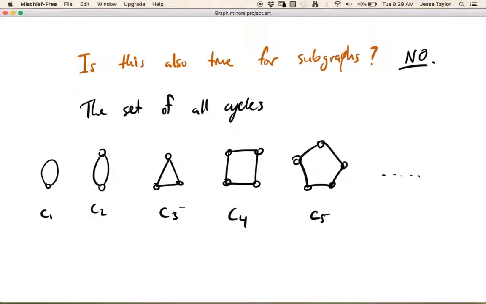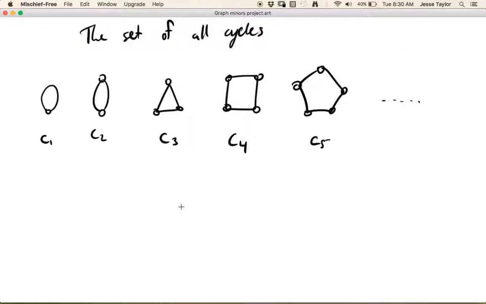It's not true for subgraphs, but it is true for minors, right? Then there's something happening here, and you can imagine that all of these are minors of each other. How would I get C4 as a minor of C5? I could just contract E. So for example, if I take this and consider contracting E, what's going to happen?